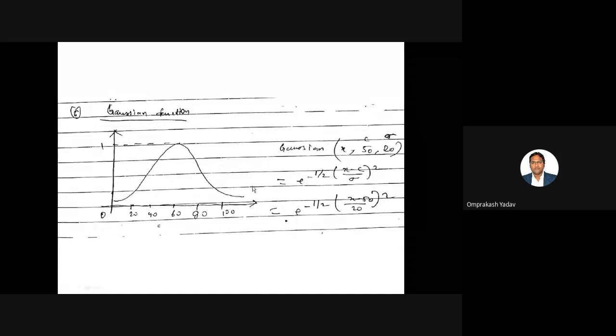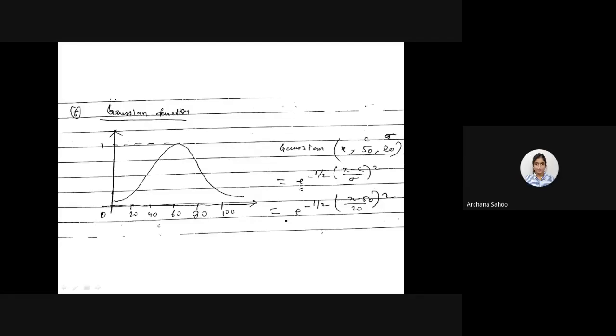For this Gaussian function, you can just remember this, and many times you might have come across this kind of equation: e raised to minus 1 by 2, x minus c upon sigma, the whole squared. One example is given: Gaussian of the variable x comma 50 and then 20. So there is a c value, that is 50, and then sigma is 20.